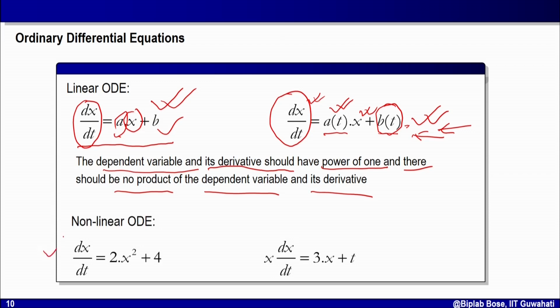The first one, dx dt is equal to 2x square plus 4. The power of x, the dependent variable, is 2, greater than 1, so it is nonlinear. Look at the second one, x dx by dt equal to 3x plus t. Power of x is 1, there is no issue, but we have a product of the derivative and the dependent variable x, so it is a nonlinear ODE.